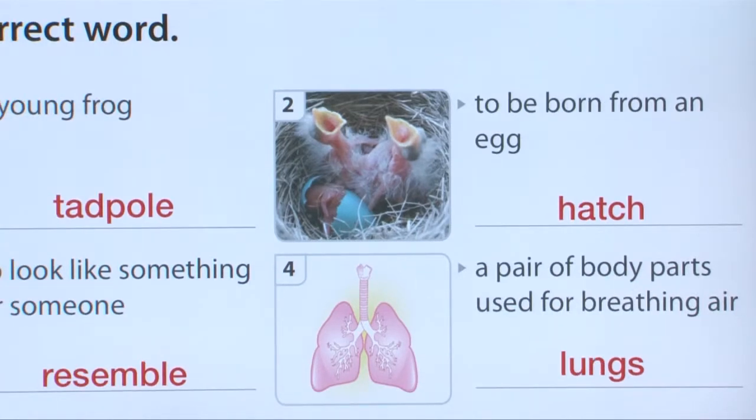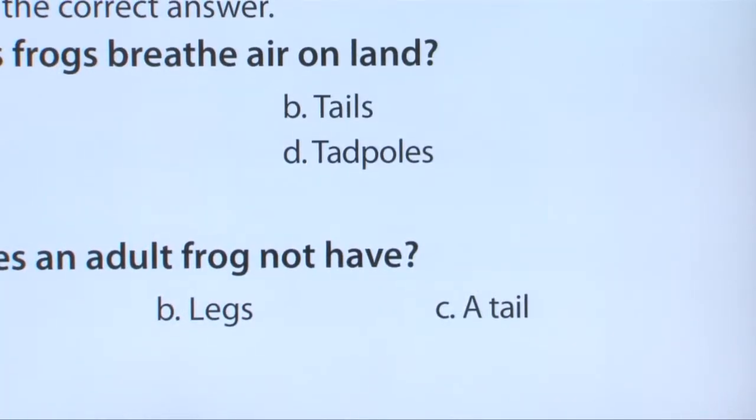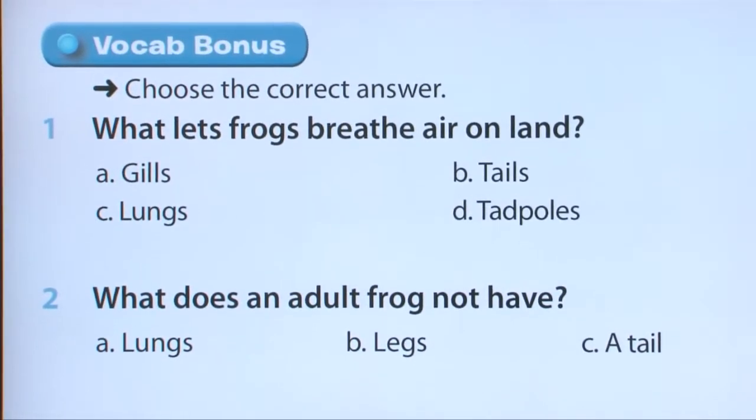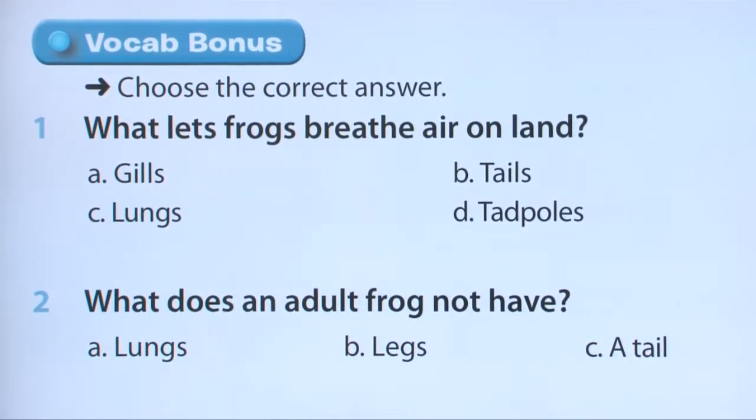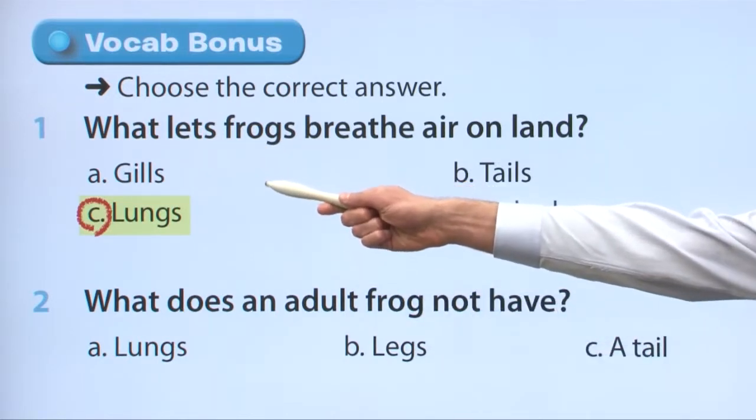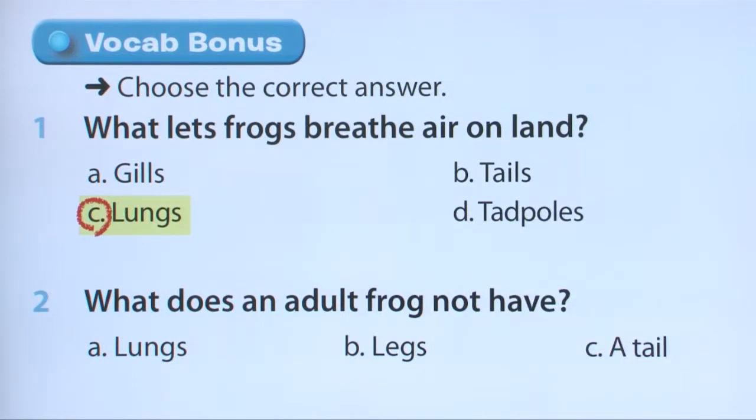All right, now let's check out the vocab bonus. First up, number 1. What lets frogs breathe air on land? Is it A, gills, B, tails, C, lungs, or D, tadpoles? What's the answer here? Well, it is C, lungs. Yes, lungs are very, very important for the frogs. If they didn't have lungs, they wouldn't be able to live on land. Now, gills are similar to lungs, but gills are what the frogs use to breathe underwater.